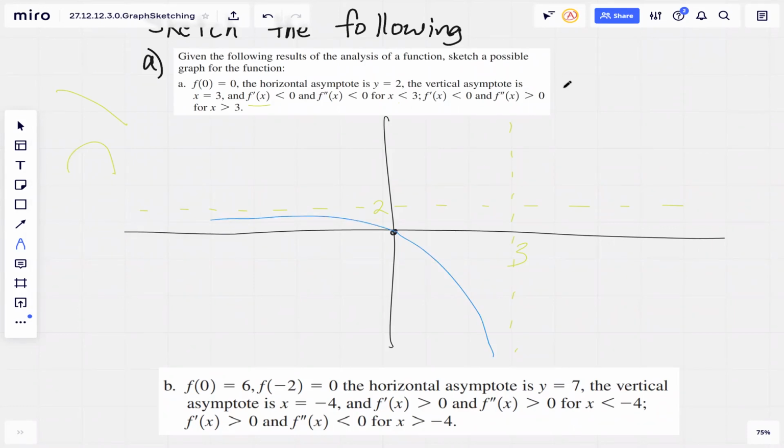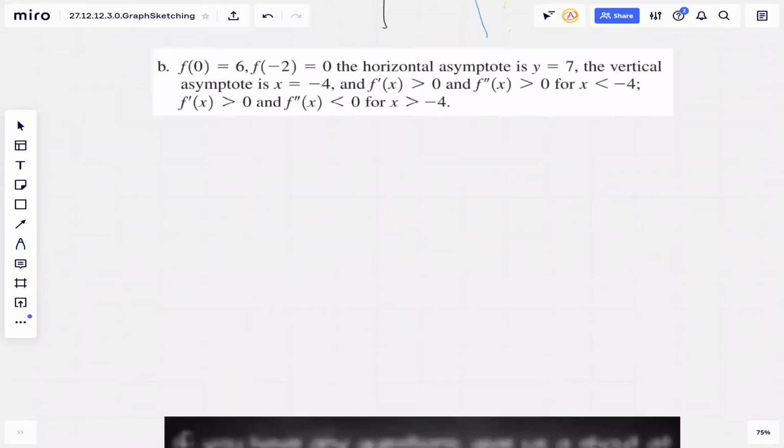It looks like everything's decreasing. First derivative is less than 0 when x is less than 3, and second derivative is also less than 0, so that's concave down. Now when x is greater than 3, our second derivative is greater than 0, so it's concave up. And we have our asymptotes, so it probably looks something like that. These two blue curves combined together give us our function f of x. Good.